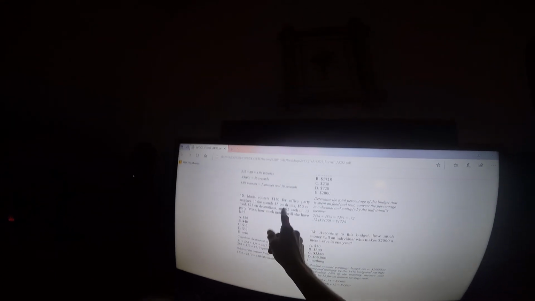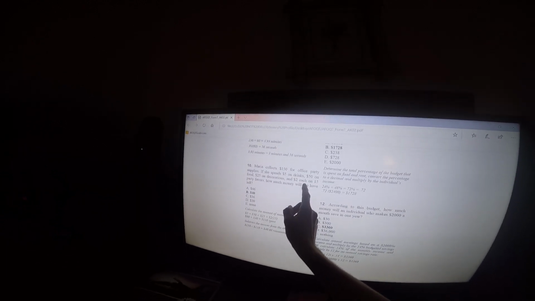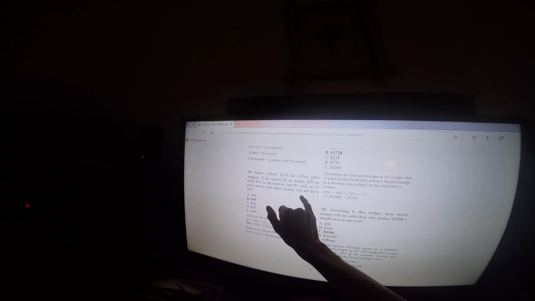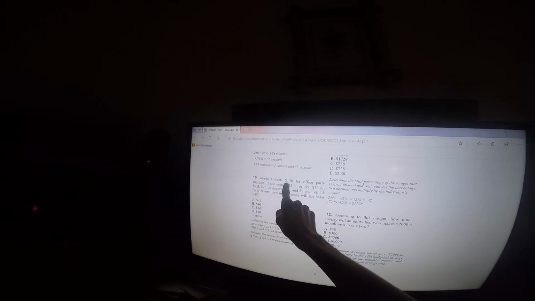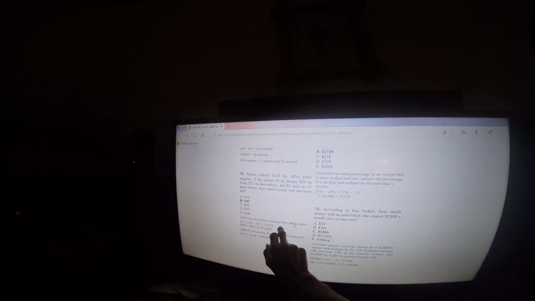Maria collects $150 for office party supplies. If she spends $5 on drinks, $50 on food, $25 on decorations, and $2 each on 15 party favors, how much money will she have left? $150 for the office party. She'll have $40 left. Calculate the amount of money that Maria spent.